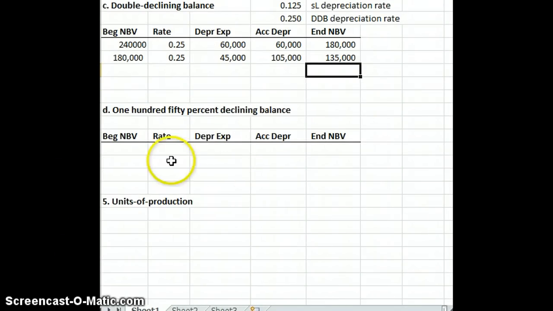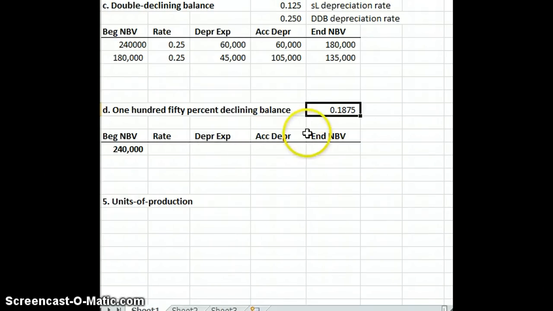150% declining balance is going to be the exact same calculations, only we're just using a different rate. So we are still going to start with our 240,000, and our rate is going to change. Our straight line rate is, remember, 12.5%. Our rate for 150% declining balance is going to be that straight line rate times 1.5. So it's 18.75%. That's going to be our rate.